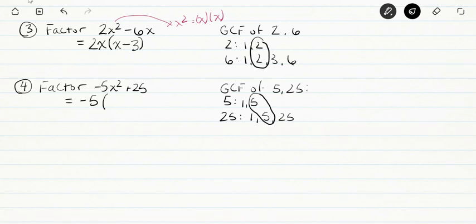And when we divide each term by -5, -5x squared divided by -5 gives us x squared, and 25 divided by -5 gives us -5. And again, there's no further common factor between x squared and -5, so we know that's a fully factored form. We can always check again by expanding to make sure that we get the expanded form back again.